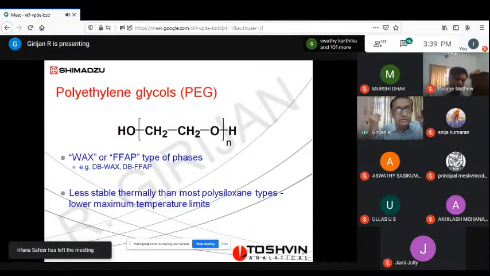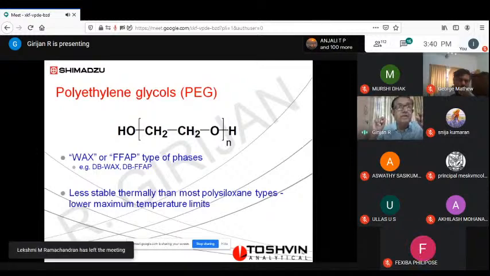Beyond that, it will get degraded. The column can get spoiled. So you have to be very careful with polar columns. Non-polar column, you can use it liberally, but polar columns, you have to be very, very careful. The wax columns or FFP type of columns all belong to polar columns.